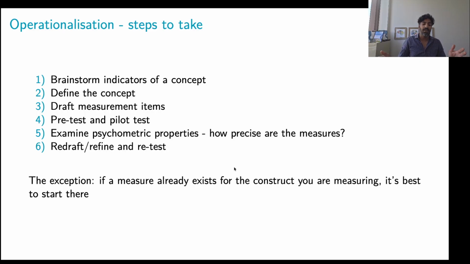Operationalization, the steps to take. We talked through how it starts with brainstorming the ideas, indicators of a concept, defining the concept, draft your measurement items, pre-test and pilot test. We examine psychometric properties, ask ourselves how precise are the measures, and redraft, refine, and retest over time. And so the exception is if a measure already exists for a construct you're measuring, best to start there and build from that research that's already there.